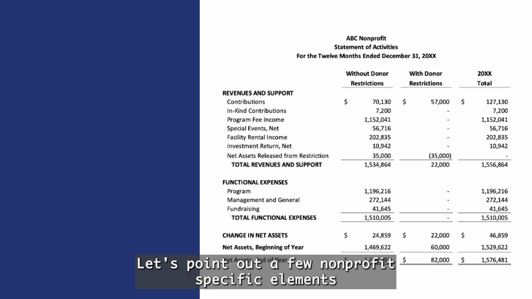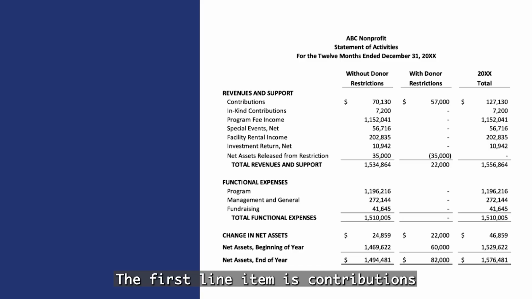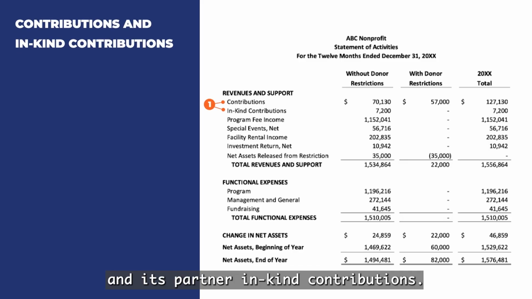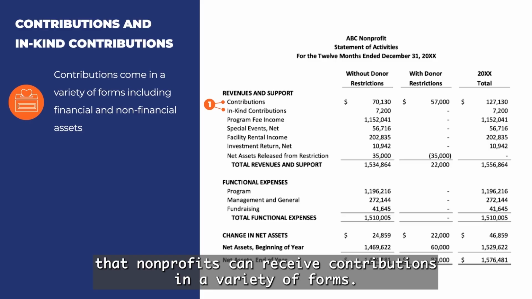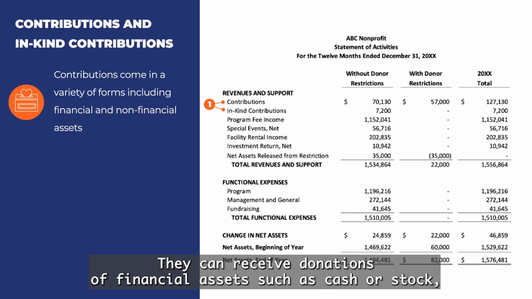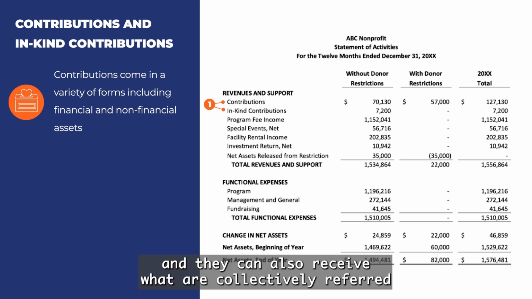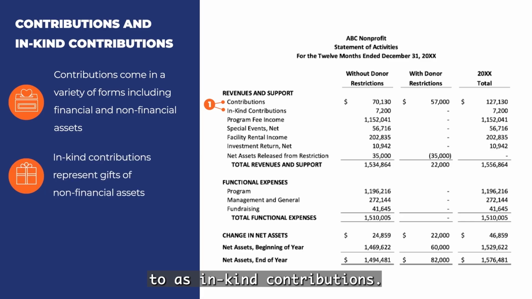Let's point out a few nonprofit specific elements that you'll find on the statement of activities. The first line item is contributions, and its partner, in-kind contributions. We've already mentioned that nonprofits can receive contributions in a variety of forms. They can receive donations of financial assets, such as cash or stock, and they can also receive what are collectively referred to as in-kind contributions.